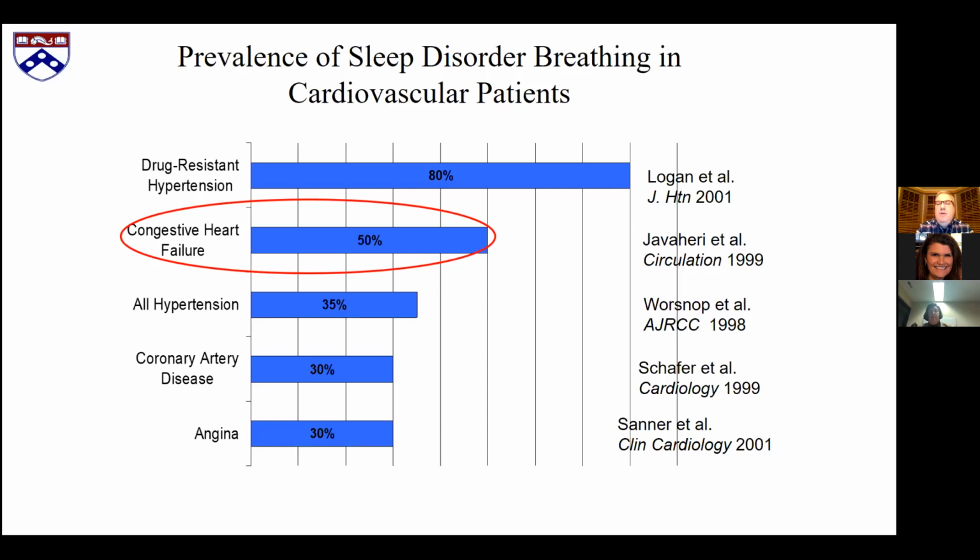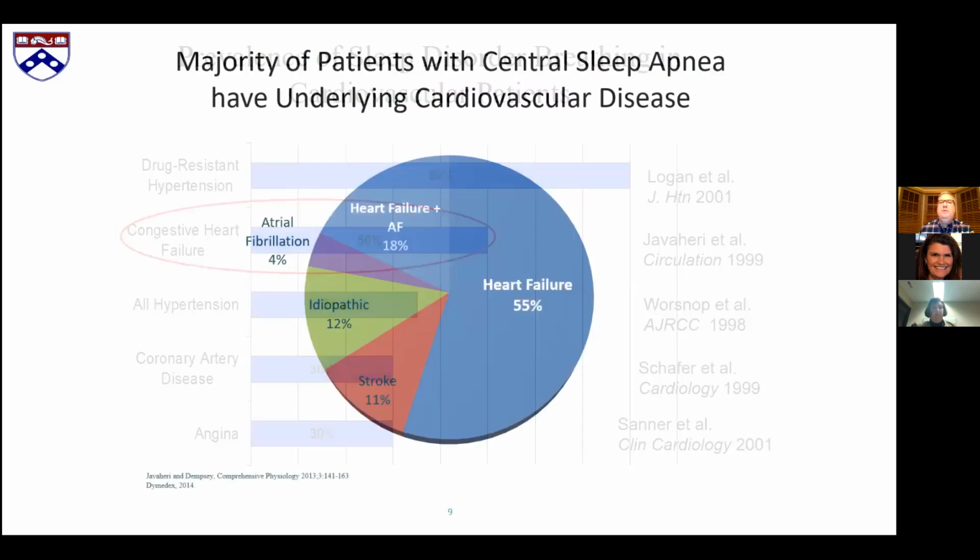Now, congestive heart failure is also unbelievably common. And Dr. Javaheri, who I've had the opportunity to work with him and his son, did publish a paper a long time ago. This was mostly in male patients at the Cincinnati VA. And 50% of them had sleep disordered breathing. And then you can see that even a third of patients with coronary artery disease or angina, or all patients with hypertension, have sleep disordered breathing. So this is pretty common in the cardiovascular population that we see.